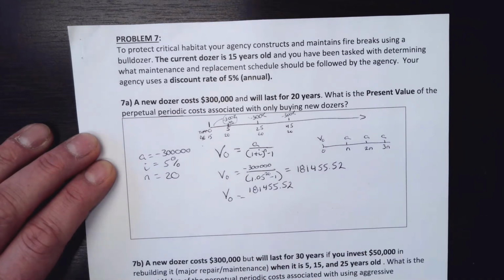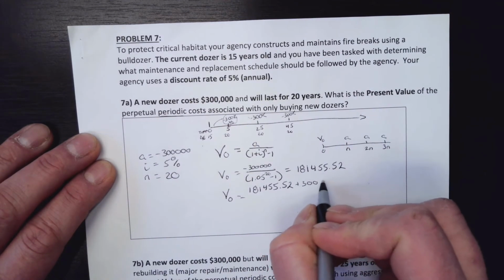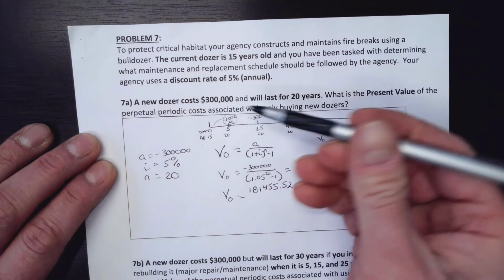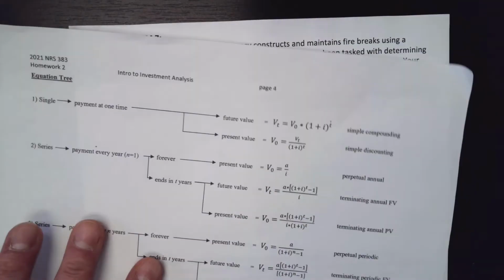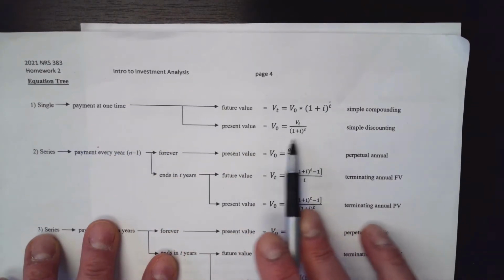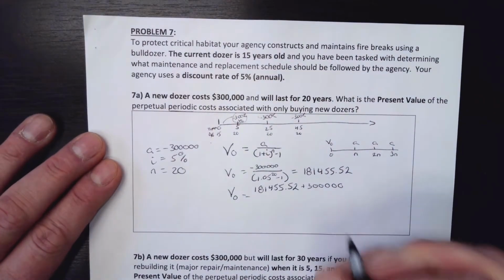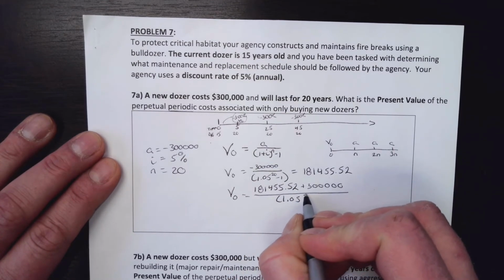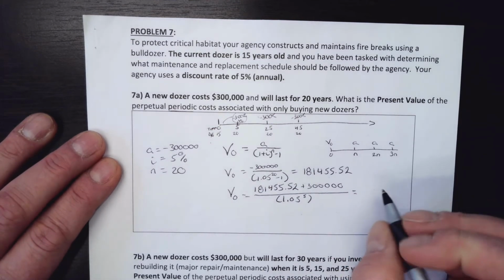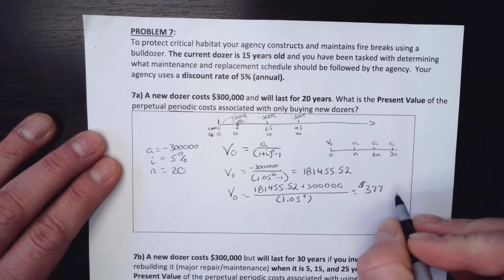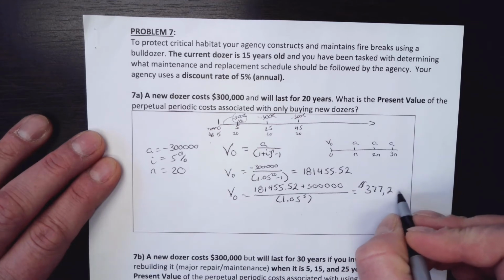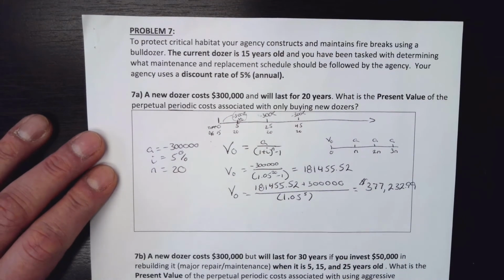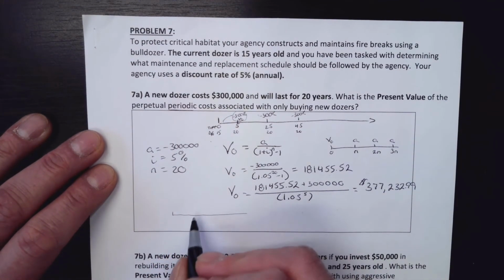So the V0 in that case is going to be this 181,455.52 plus the 300,000 that wasn't accounted for, right? So that's my V0 from all of these plus that, and I'm going to discount it 5 years. The discounting is the single value, moving back in time or sliding things over to the left. So I put it over 1.05 to the 5, and that gives me the present value here, which is 377,232.99.